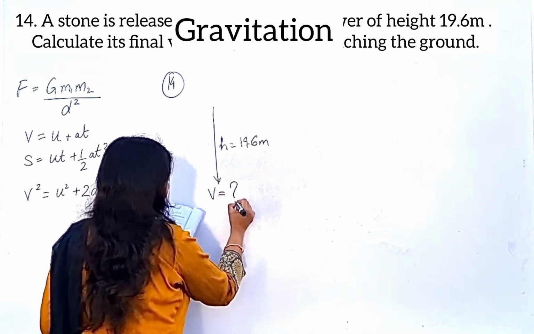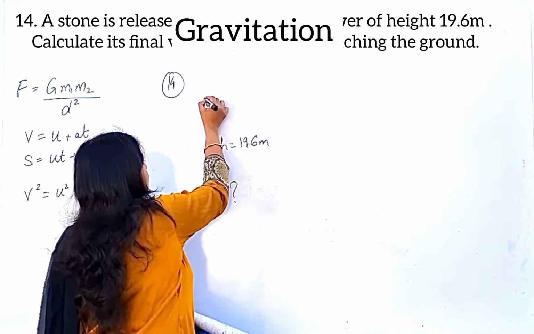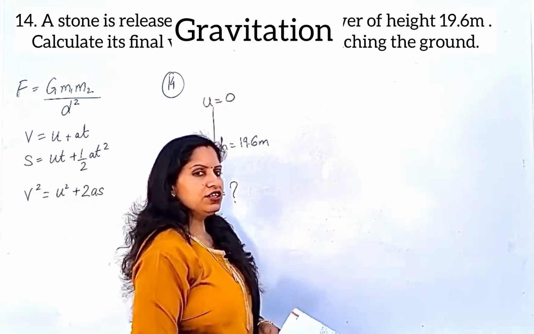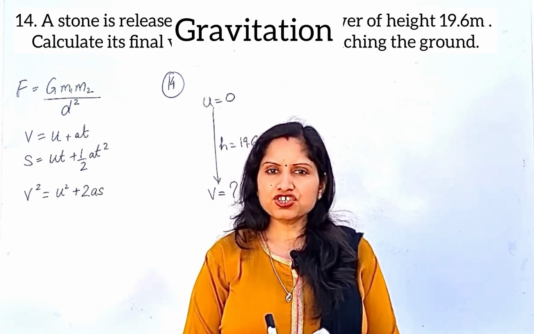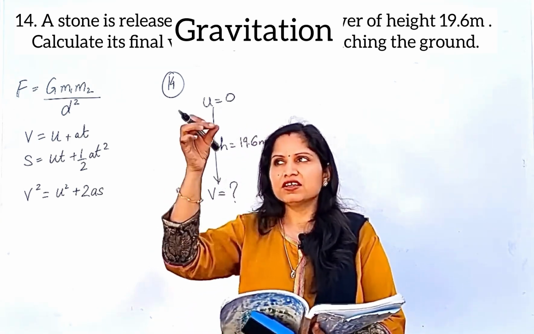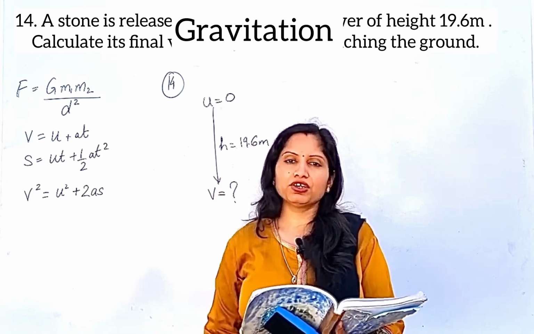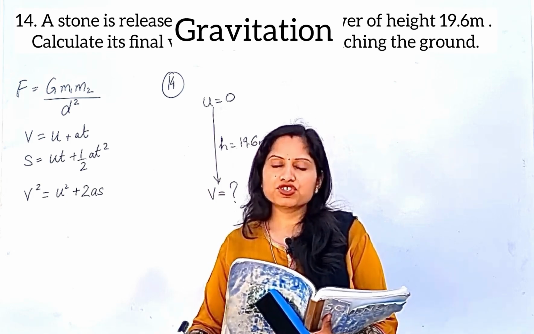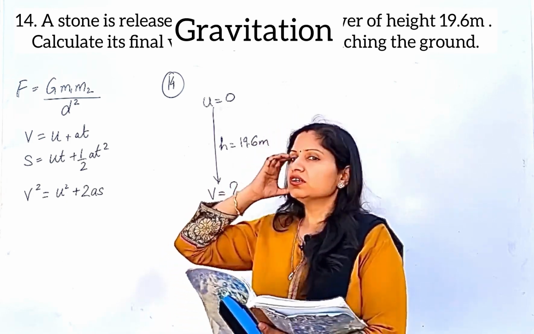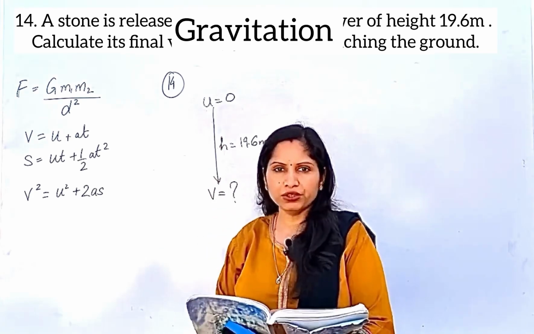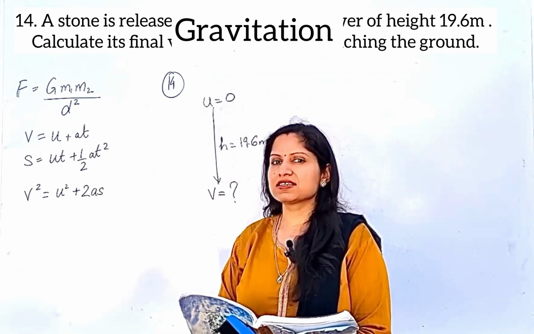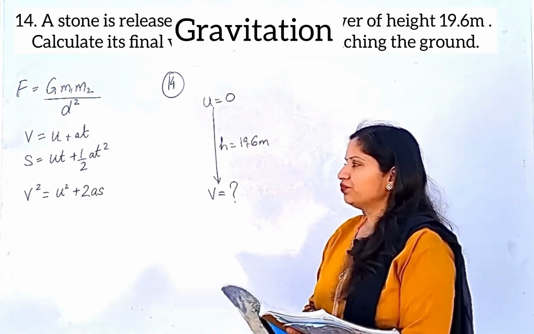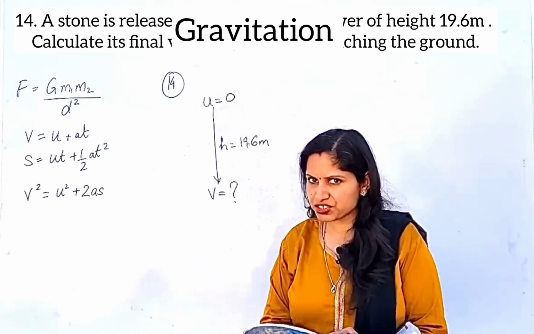We have to calculate the final velocity. Whenever we are dropping something, the initial velocity will be taken as 0. When you drop something, initially you are not providing it any velocity. You're just letting it come down under the effect of gravity. So the small u, that is the initial velocity, is taken as 0.